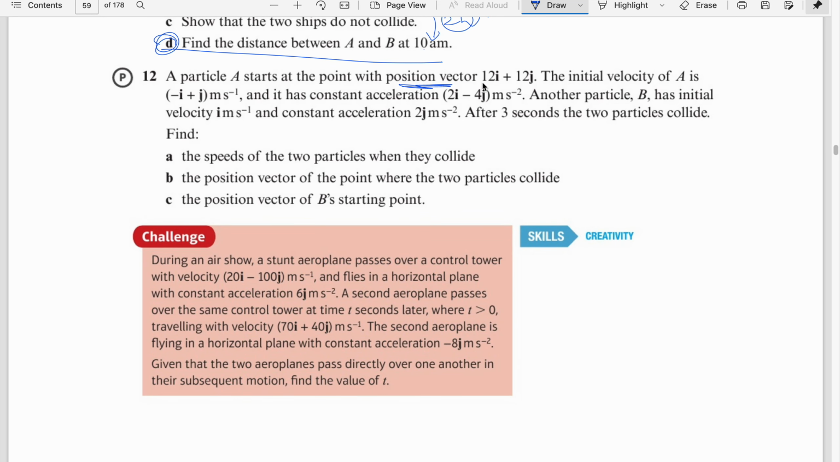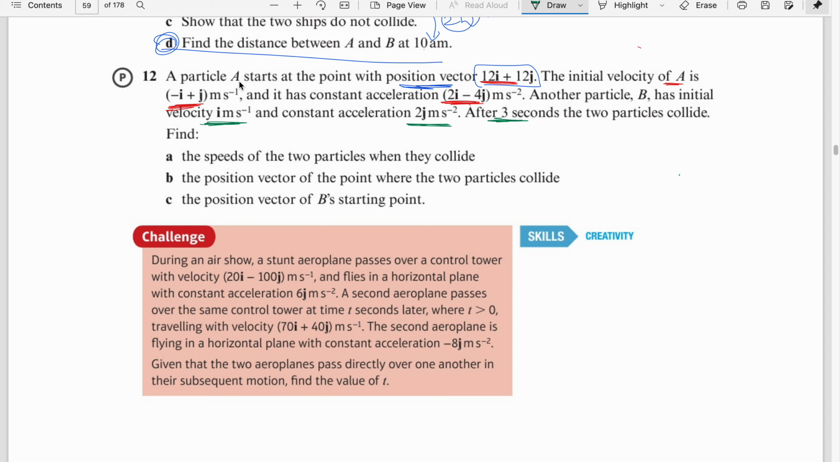With position vector 12i and 12j, the initial velocity of A is this. So we have the initial position and we have the initial velocity, and it has constant acceleration. Another particle B, initial velocity is this, acceleration is this. After 3 seconds the two particles collide. Find the speed of the particles when they collide.